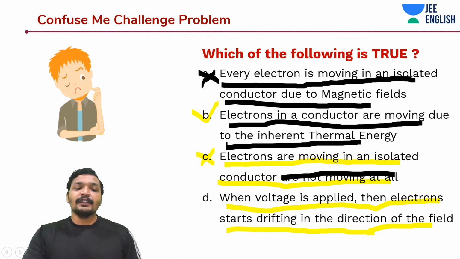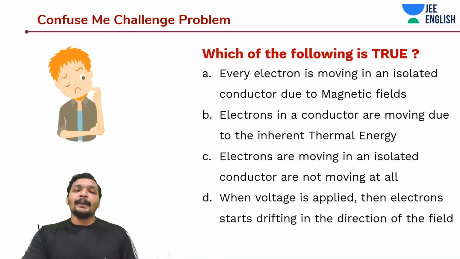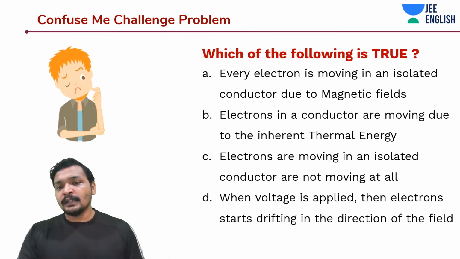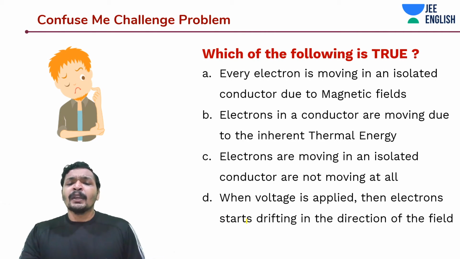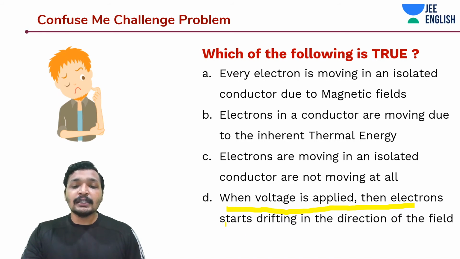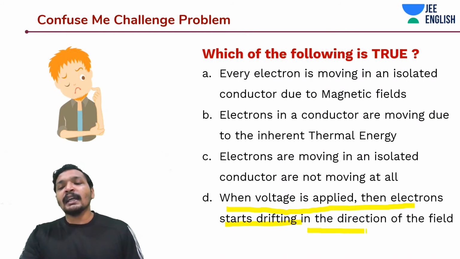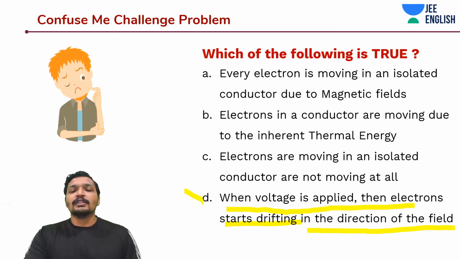Not due to magnetic field, but due to inherent thermal energy. At absolute zero, electrons are not moving. At least that's the assumption, or the hypothesis. And when voltage is applied, electrons start drifting. That is true, but not in the direction of the field. So this is also false.